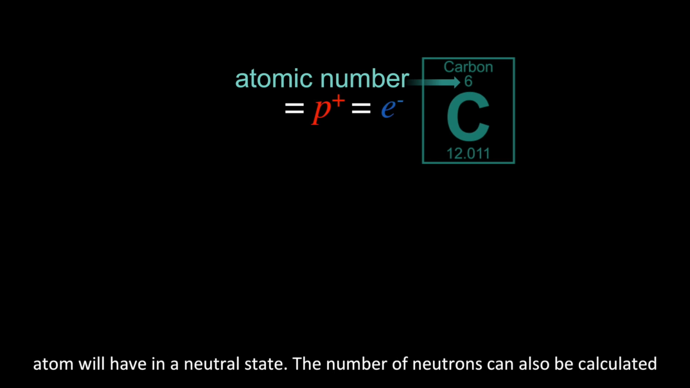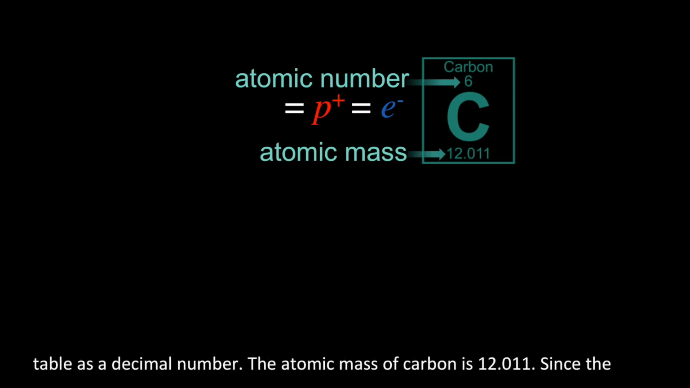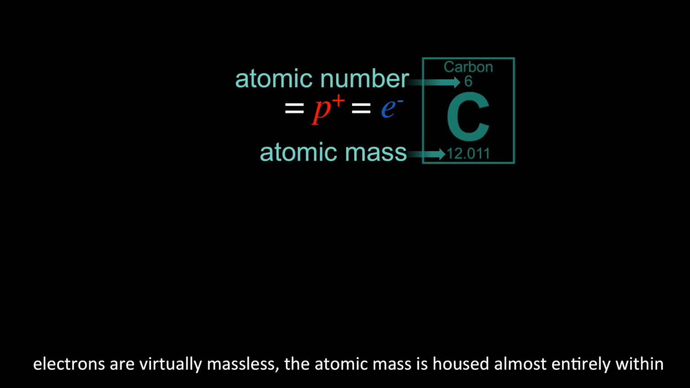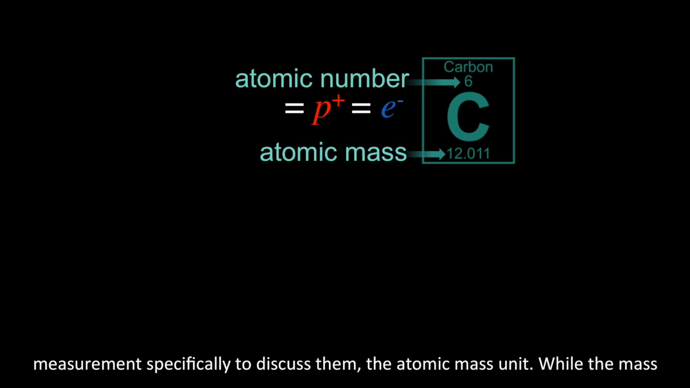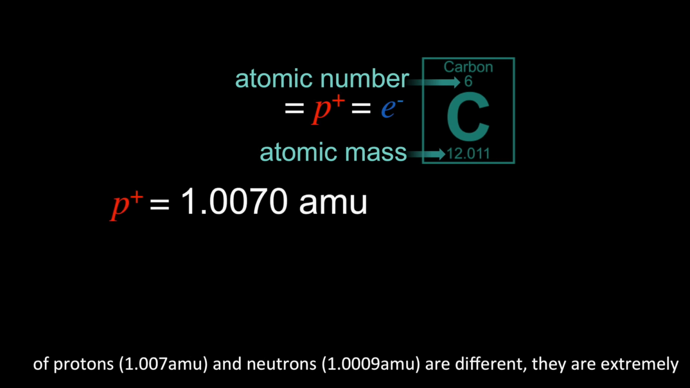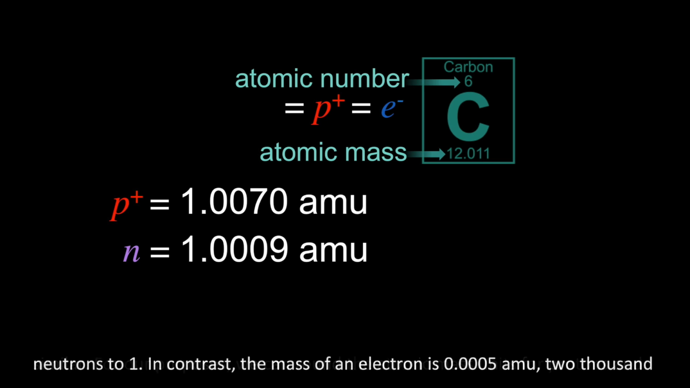The atomic number also indicates the number of electrons the atom will have in a neutral state. The number of neutrons can also be calculated using the atomic mass, which is denoted in the element cell of the periodic table as the decimal number. The atomic mass of carbon is 12.011. Since the electrons are virtually massless, the atomic mass is housed almost entirely within the nucleus. Subatomic particles are so small that physicists developed a unit of measurement specifically to discuss them, the atomic mass unit. While the mass of protons and neutrons are different, they are extremely similar. For our purposes, we can round the atomic mass units for protons and neutrons to 1.